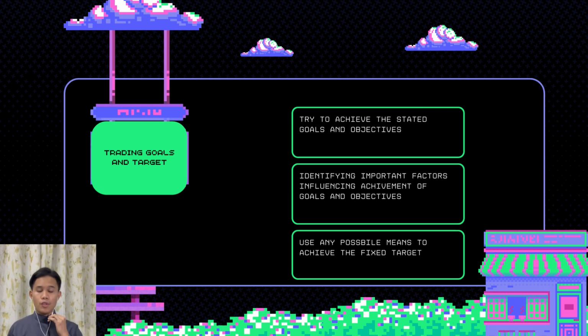Next is trading plan regarding the goals and target. We try to achieve the stated goals and objective by any possible means, including identifying important factors or problems influencing our stock and solve it. For instance, we track losses in the transactions, then exit the trade, and then find a new trade that could help us to efficiently achieve our fixed target and goals in the future.